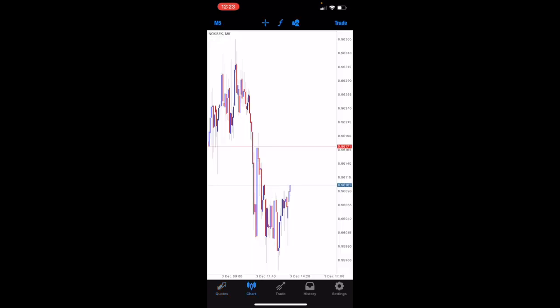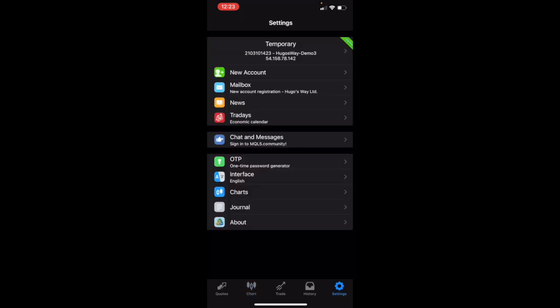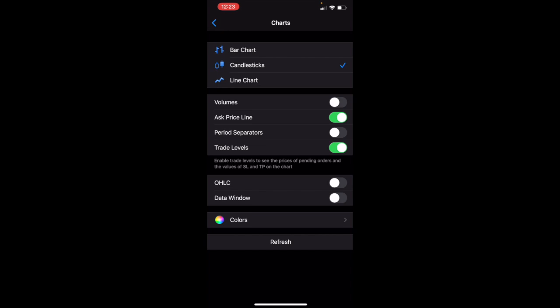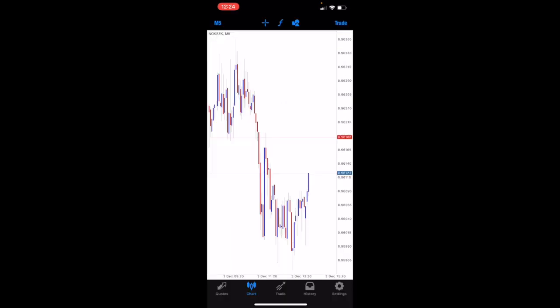So let's have a look at the chart section over here. You should be able to see two lines on the actual chart section on your MetaTrader 4. If not, go to your settings section, click on charts, and make sure your ask price line is ticked. So if I want to get technical with the terminology, the red line is what we call the ask line, and that's the price that you will buy the market at. And the blue line is what we call the bid line, and that's the price that you will sell the market at.